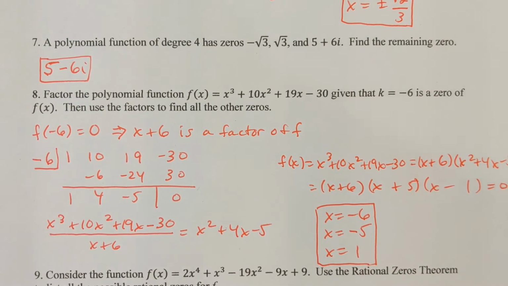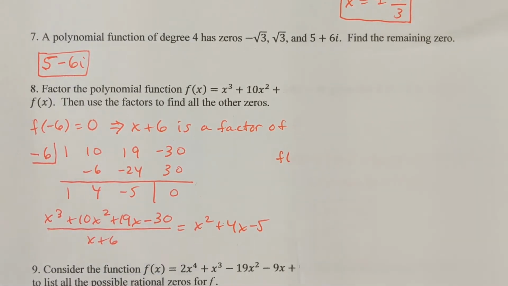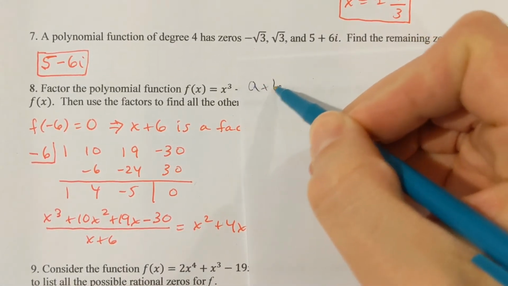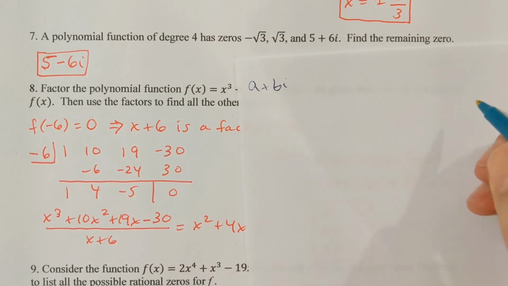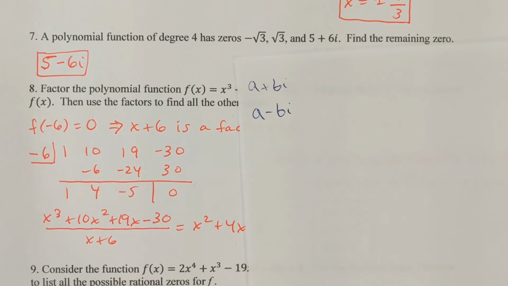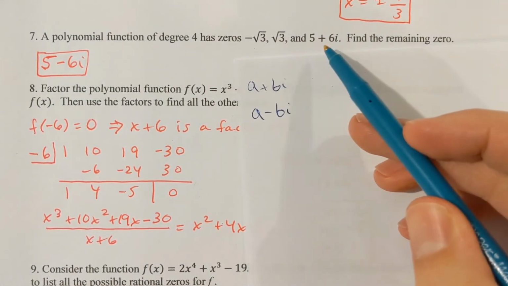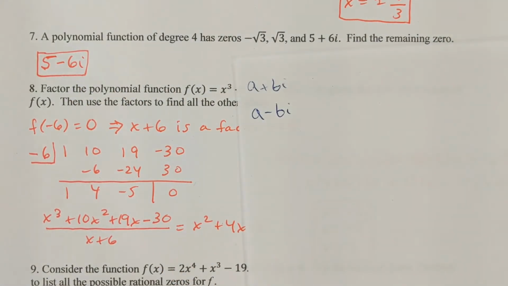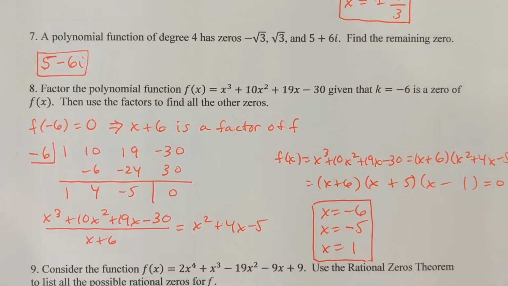For this problem, you want to be using the conjugate zeros theorem. The conjugate zeros theorem says that if a plus b times i is a 0 for a function, a minus b times i will also be a 0. So all I need to do here is take the conjugate of 5 plus 6i, that would be 5 minus 6i, and you're done. Problem 7 to me is just a go-right-to-the-answer type deal by using the conjugate zeros theorem.